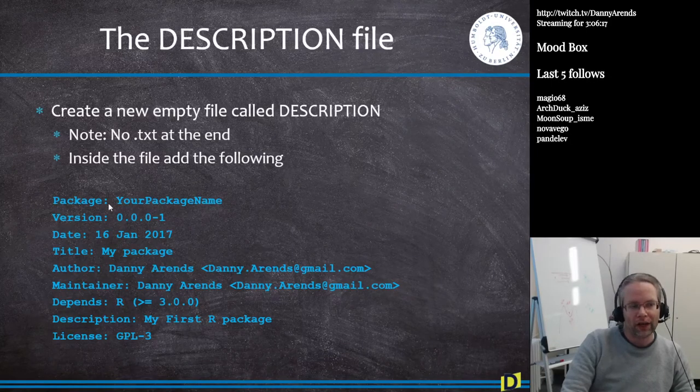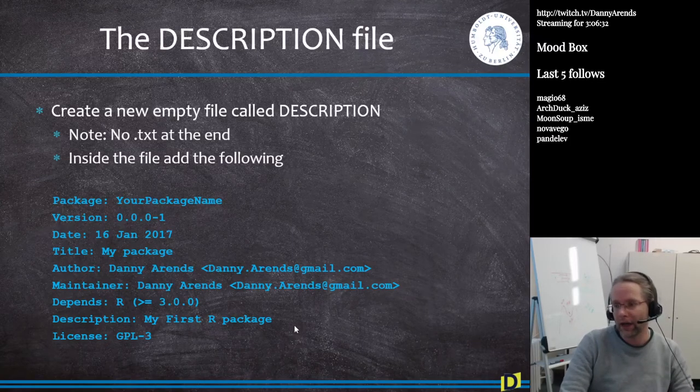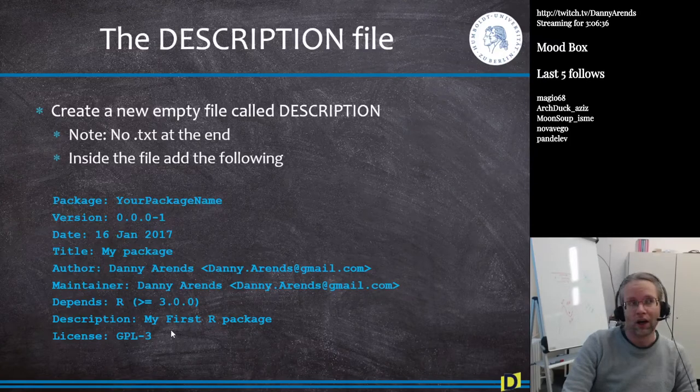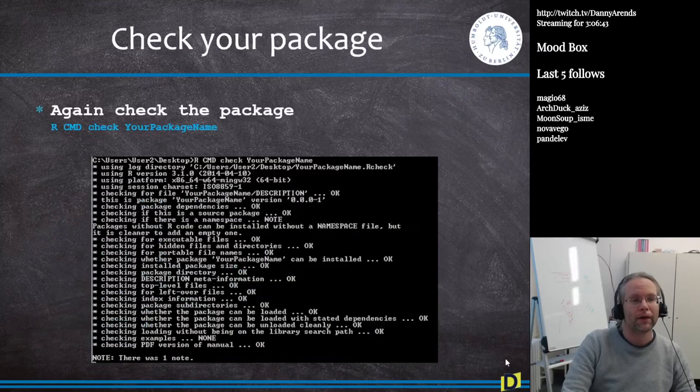We're saying Package: the name of the package, the version, the date, the title, the author, the maintainer, the depends. In our case, we're only going to have R code in there. So you need R version 3 or later, a description, which is a description of your package, and then a license, which you can choose from a list of licenses. Be aware that this license has to be an open source license if you want to publish your code on CRAN.